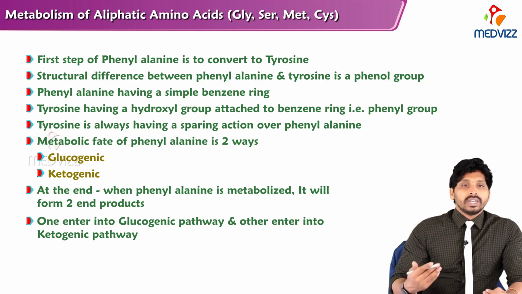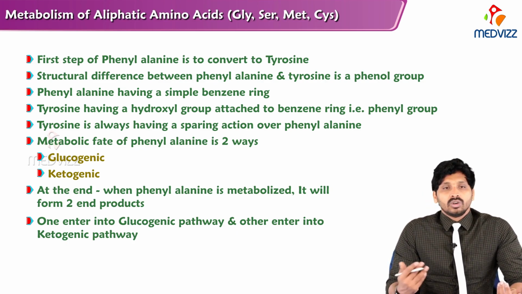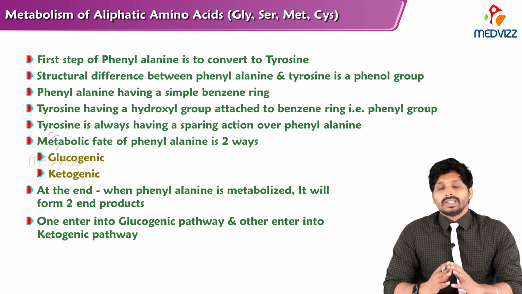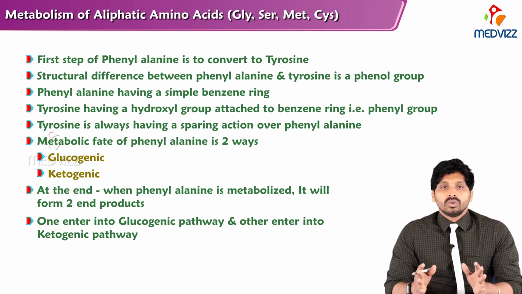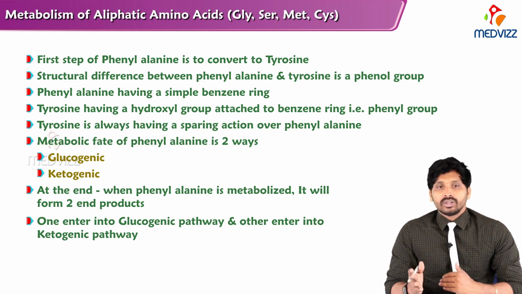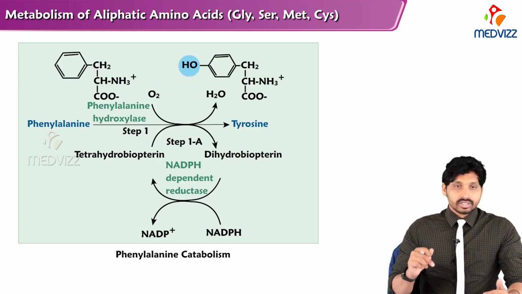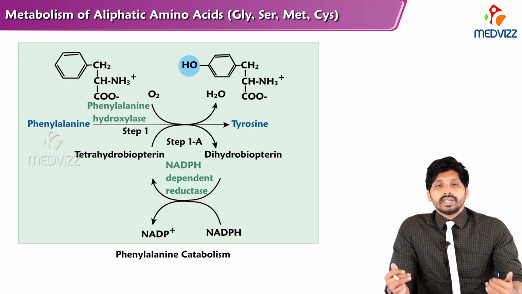And when you talk about phenylalanine, the metabolic fate of phenylalanine is two ways: glucogenic and ketogenic. That means at the end, when phenylalanine is metabolized, it will form two end products. One enters the glucogenic pathway, the other enters the ketogenic pathway. Next, first we'll see how phenylalanine is converted into tyrosine.